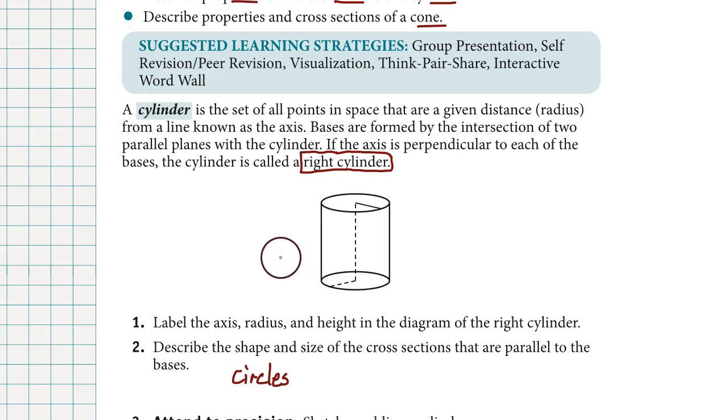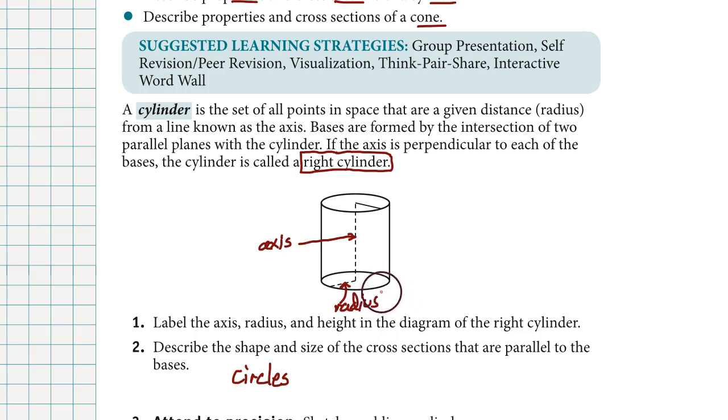The axis of a cylinder runs from the center of one circular base to the center of the other circular base. It's this dashed line. So here's the axis of that cylinder. The radius of a cylinder is the distance from the center of one of the bases out to the edge. That's this dashed line.